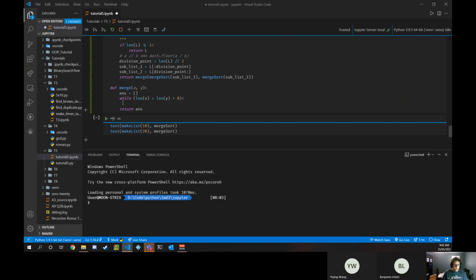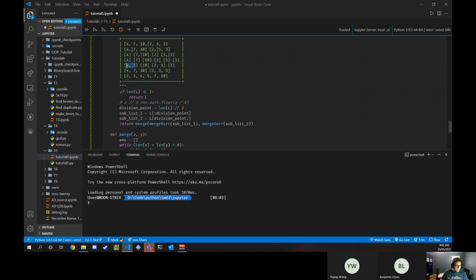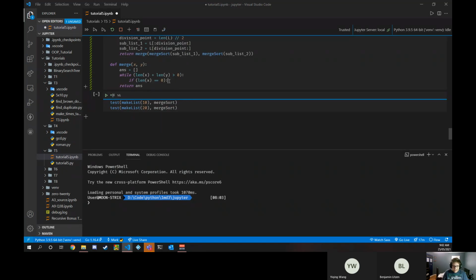Next, we implement the sorting logic. The sorting logic is quite simple. If the length of X is equivalent to 0, this means there is nothing in my left list. You can imagine if I passed this to merge, an empty list and 10. Well, what gets put in the sorted list? Obviously 10. There's nothing in the left list to sort. So if the length of X is equivalent to 0, my answer is really just answer plus equals Y. It's everything in Y gets put in answer.